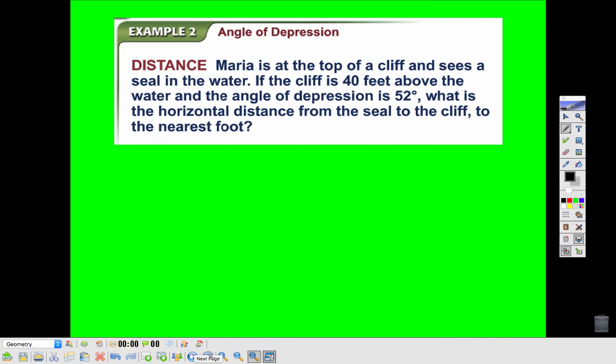All right, more practice. Maria is at the top of a cliff and sees a seal in the water. The cliff is 40 feet above the water, and the angle of depression is 52. What is the horizontal distance from the seal to the cliff to the nearest foot? Okay, we got 40 feet. If it doesn't tell you, then it doesn't matter.